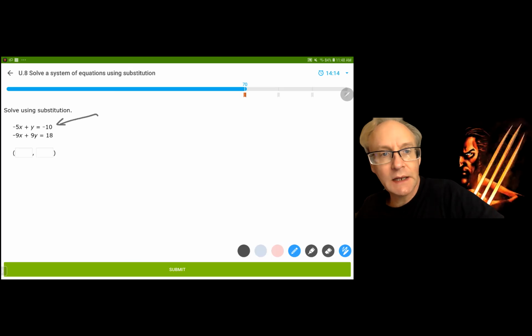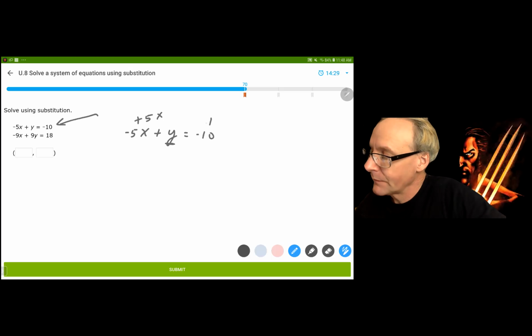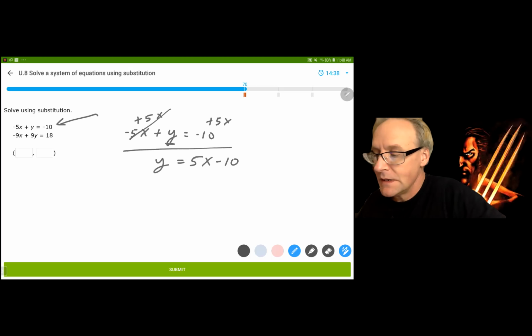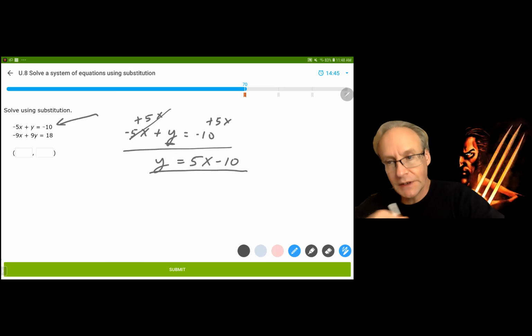But I'm going to go ahead and solve the first equation for y. So I have minus 5x plus y equals negative 10. And in order to solve for y, you have to get it by itself. So I have to add 5x to both sides. That means that y equals 5x minus 10. Now I'm far from done. I still need to substitute this y value into the other equation.